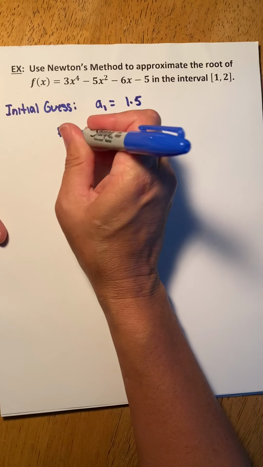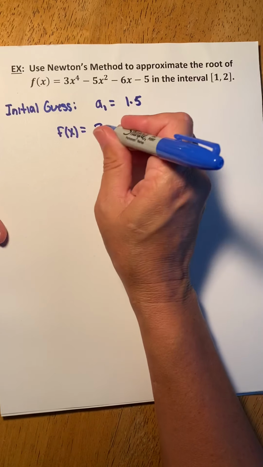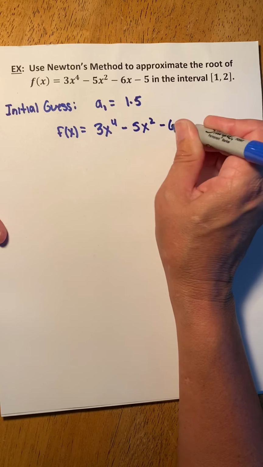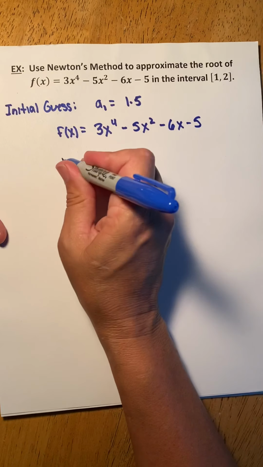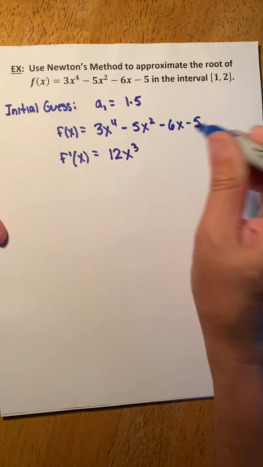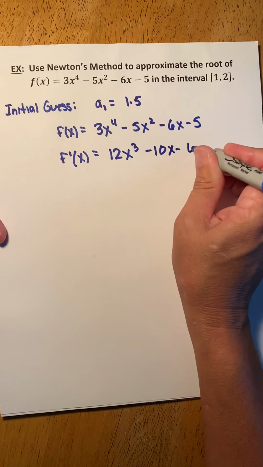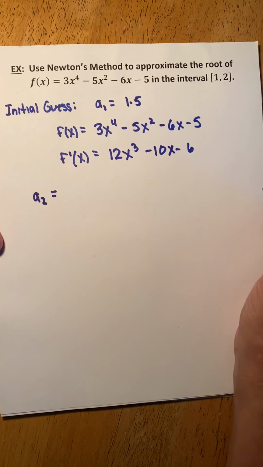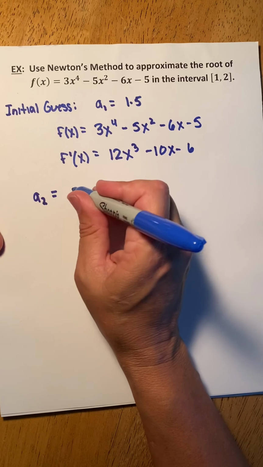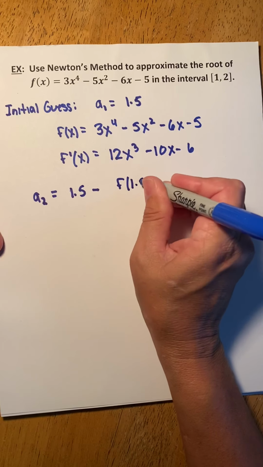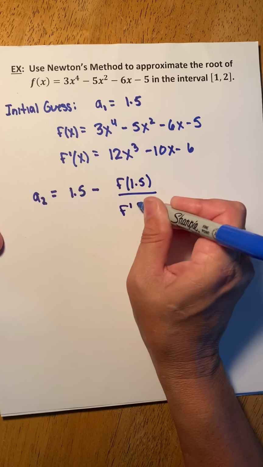So my function f of x is equal to 3x to the 4th minus 5x squared minus 6x minus 5. And then I need the derivative of my function, which is 12x cubed minus 10x minus 6. So A2 is going to be A1, 1.5, minus f of 1.5, all over f prime of 1.5.